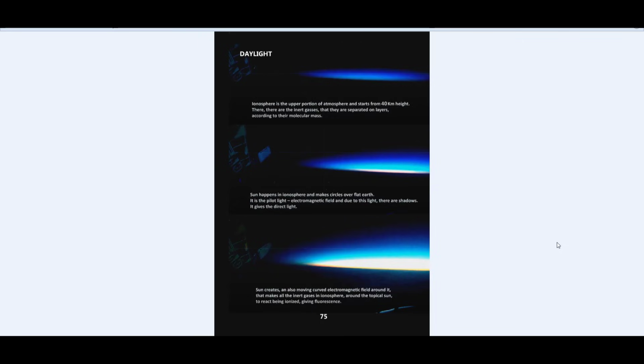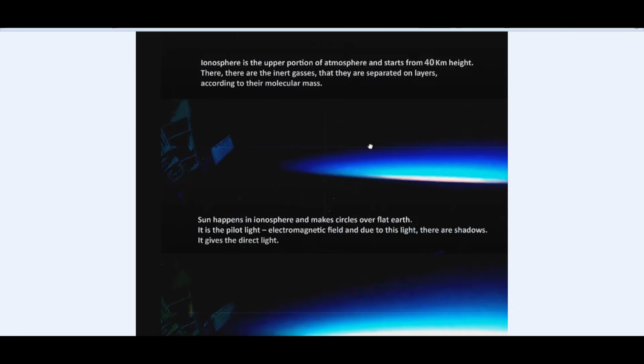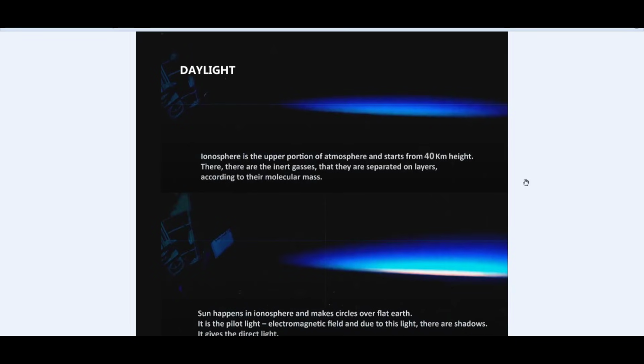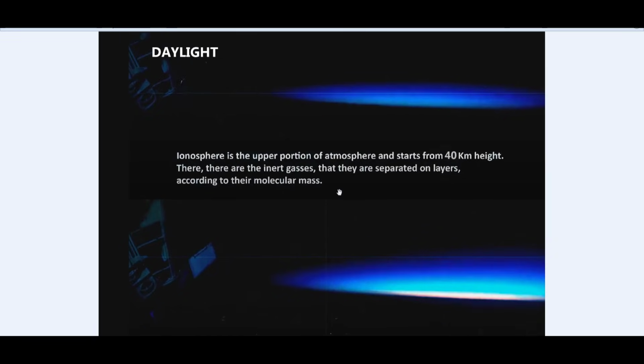Vibes of Cosmos, Book 1, page 75, about daylight, of course, on the Earth, which we all know that the Earth is not a spinning ball with curved water. How does daylight happen? Ionosphere, which is one of the layers of the atmosphere. The ionosphere is the upper portion of atmosphere and starts from 40 kilometers height onwards.